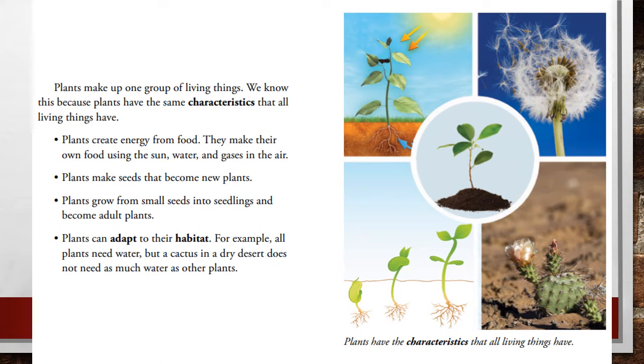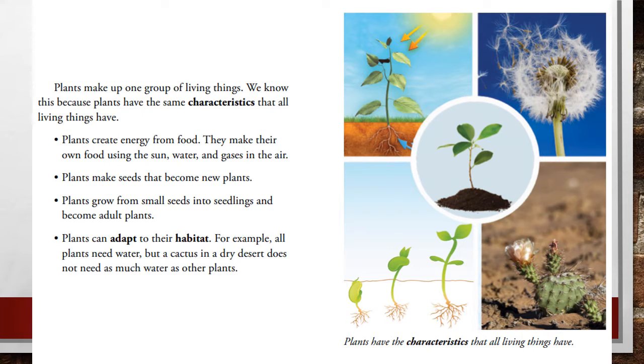Plants make up one group of living things. We know this because plants have the same characteristics that all living things have. Plants create energy from food. They make their own food using the sun, water, and gases in the air. Plants make seeds that become new plants. Plants grow from small seeds into seedlings and become adult plants. Plants can adapt to their habitat.